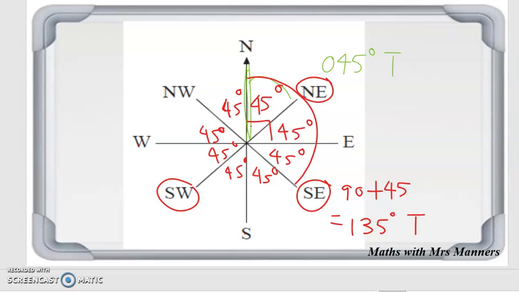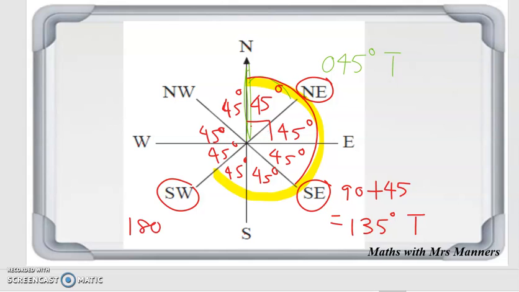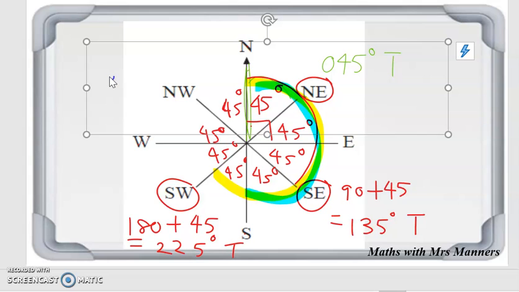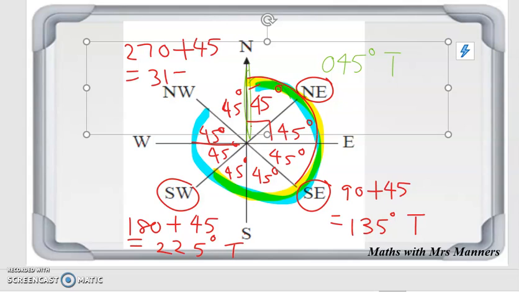If I wanted to work out the southwest line, I could travel a full 180 and then another 45 degrees. So 180 degrees plus 45 is 225 degrees true. And if I wanted to work out my northwest line, let's use a different color, all the way up to the northwest line, I can see that 270 degrees would get me to here, and then I'd need another 45. So 270 plus 45 degrees gives me 315 degrees true.